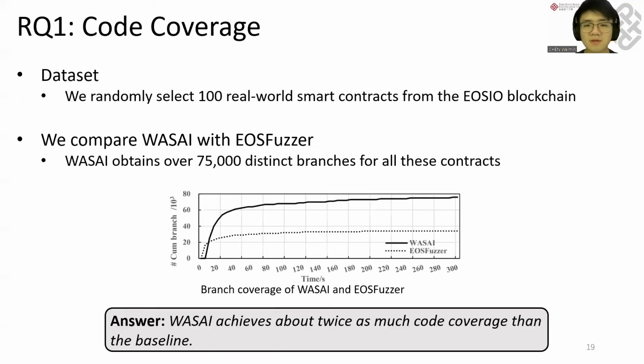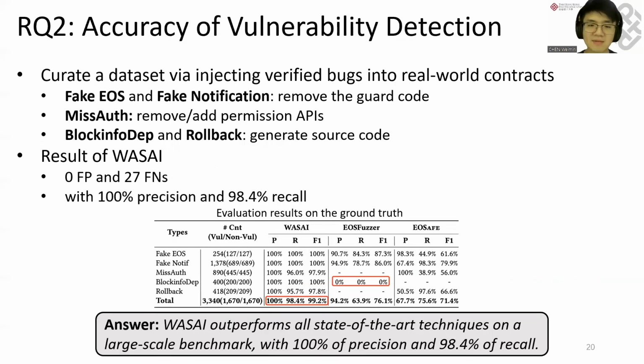To measure the code coverage of WASAI, we randomly select 100 real-world smart contracts from the EOS blockchain. We run WASAI and use 5 minutes to analyze this benchmark. In the beginning, WASAI has to spend extra time on SMT solving, resulting in slightly lower code coverage than EOSFuzzer. However, it surpasses EOSFuzzer after 10 seconds. The result shows that WASAI achieved about twice as much code coverage as the baselines.